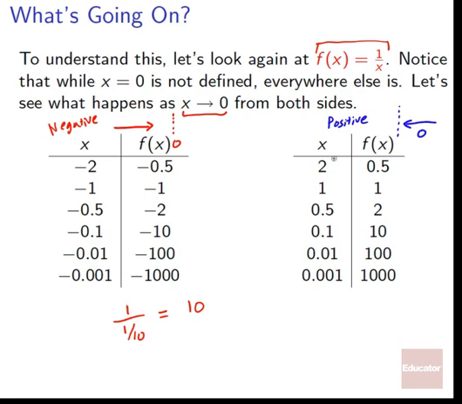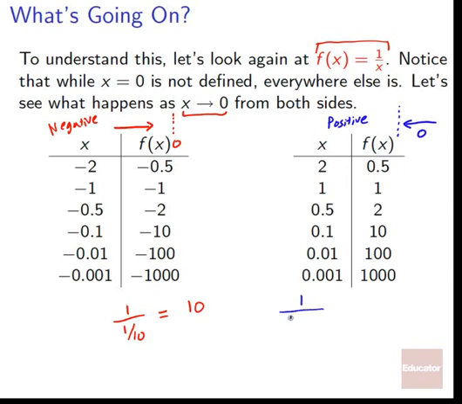Positive, if we look at 2, we get 1/2, 1 over 2. We plug in 1, we get 1 over 1, so 1. As we get smaller and smaller, we see it begin to get larger and larger. We plug in 0.5, we'll get 2. We plug in 0.1, we'll get 10. We plug in 0.01, we'll get 100, and so on and so forth. As we get smaller and smaller numbers, we're going to get larger and larger things, right?